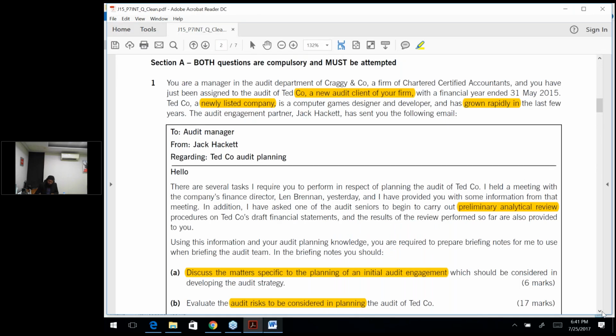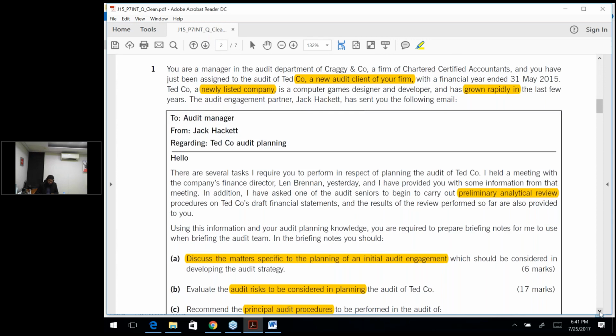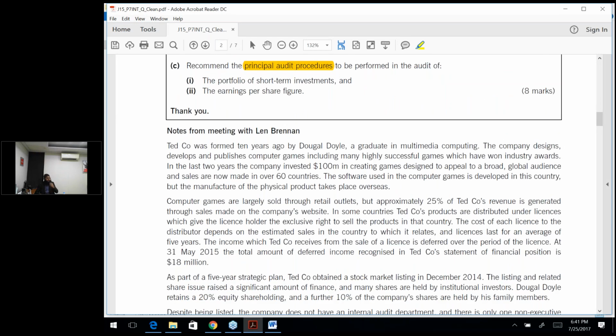Now, let's move forward. So we discussed this, and the third one of them is basically: the TED company was formed 10 years ago by Douglas Doyle, a graduate in multimedia computing. The company designs, develops, and publishes computer games, including many highly successful games which have won industry awards.